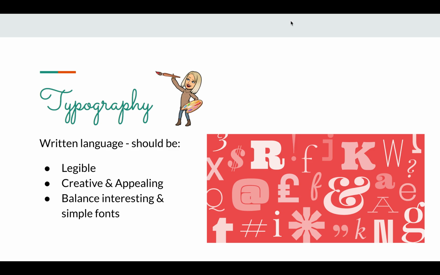Typography is written language, and we typically call this font. So there's different font styles that can be used. The main tips here are to make sure the font you use is legible. We do want it to be creative and appealing, catch the eye, but you also want to balance that interesting font with simpler fonts. Good example here is this more interesting cursive type font for typography, and then the bulk of the information has more of a simple font that is very easy to read.